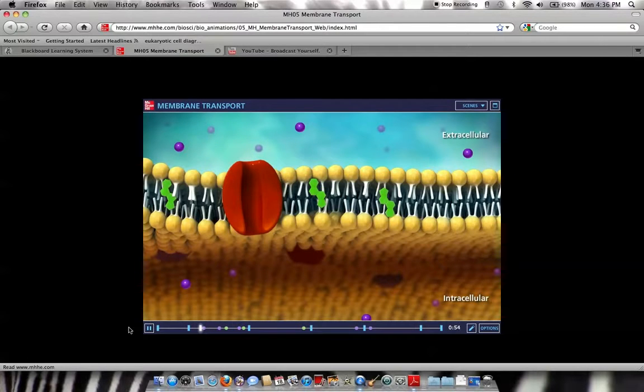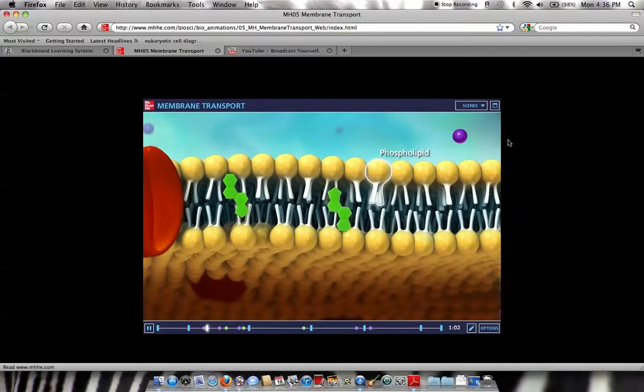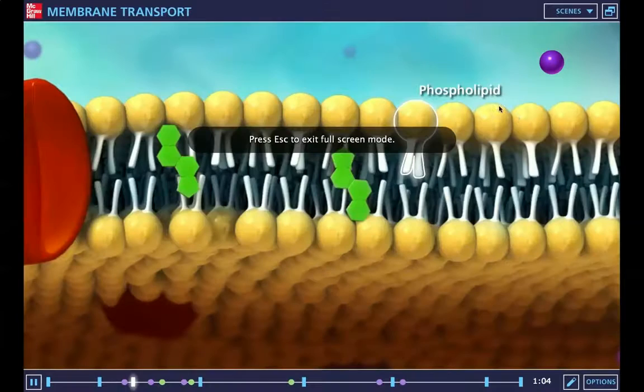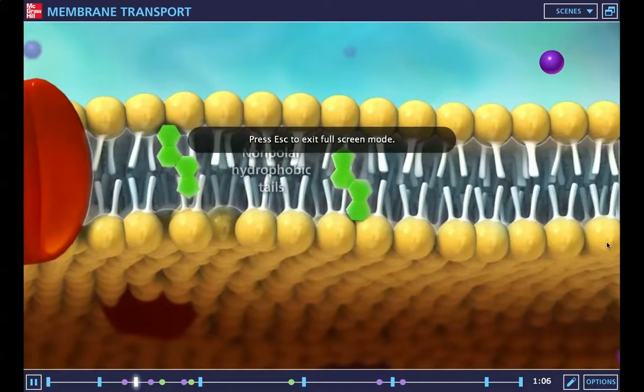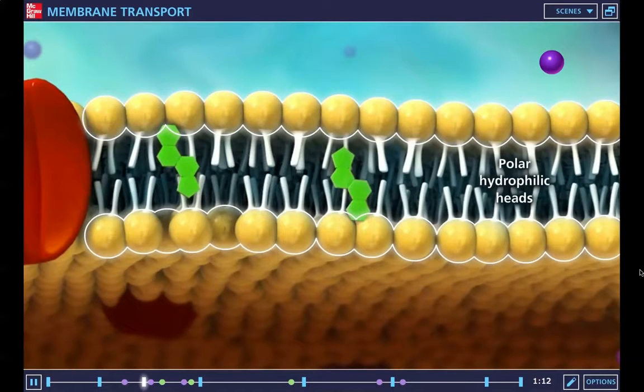This semi-permeable membrane is composed of a lipid bilayer. Phospholipids make up a large part of the membrane and form a bilayer. The structure of the bilayer is due to the tail-to-tail packing of the nonpolar hydrophobic tails, composed of two fatty acid chains, and the polar hydrophilic heads, composed of glycerol and phosphorylated alcohol.